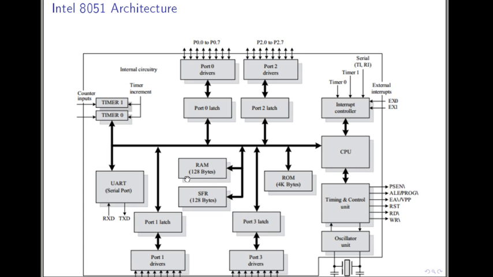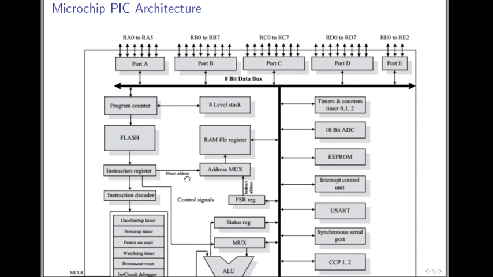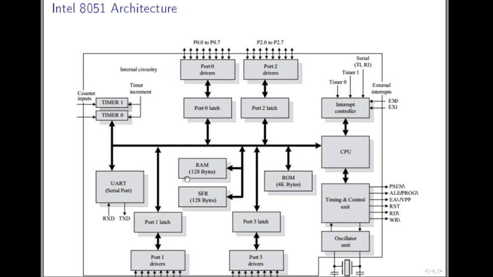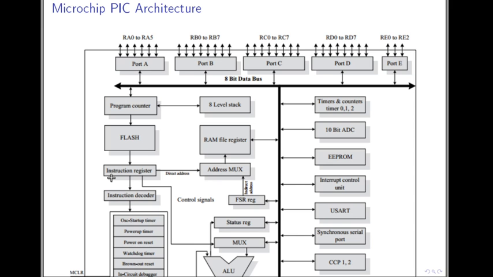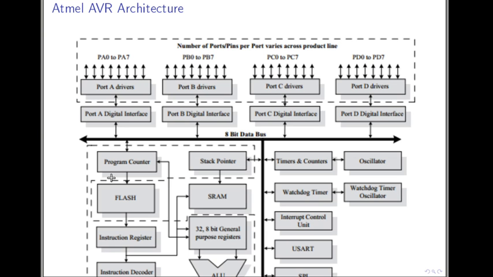We have basically three popular microcontrollers. One is the 8051 architecture, another is the PIC architecture. In the 8051 architecture, we can see various components of the microcontroller: UART for communication, ROM to store the instructions, and RAM, where the instructions pass while in operation. Then the CPU timing and control unit, and various registers. Similarly, we have the Microchip PIC architectures and then the AVR architecture.